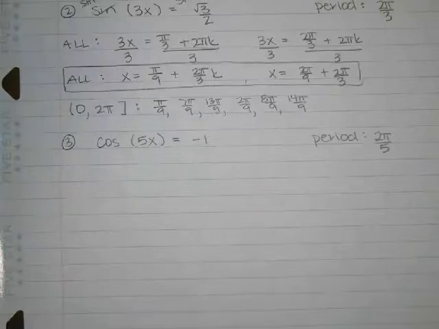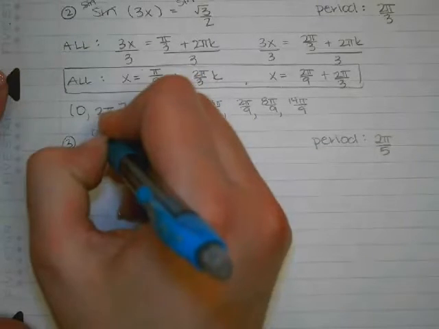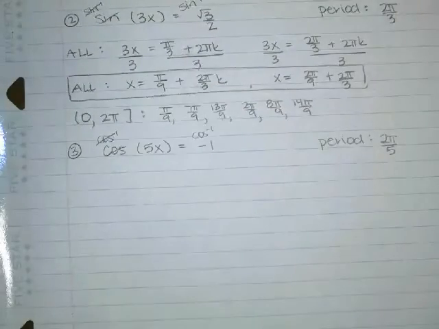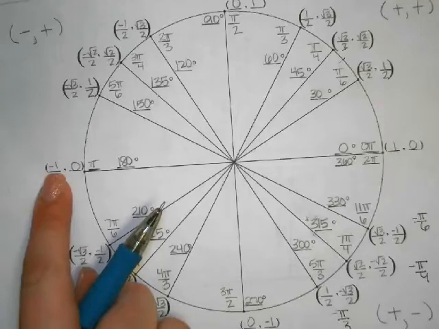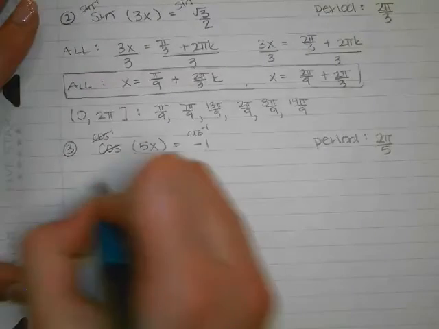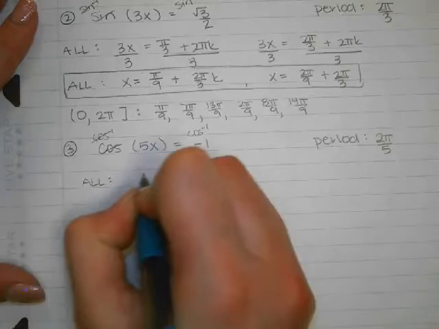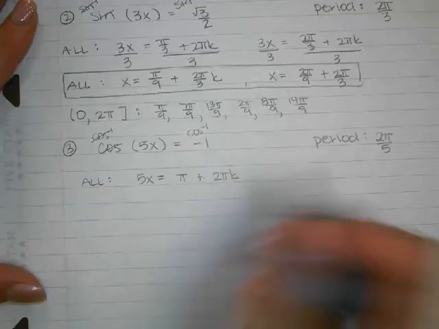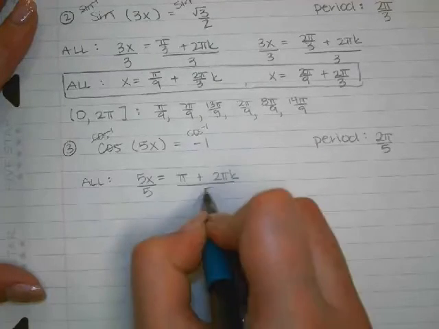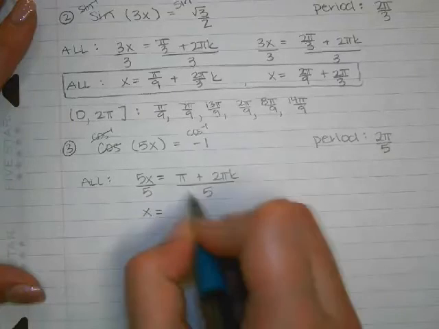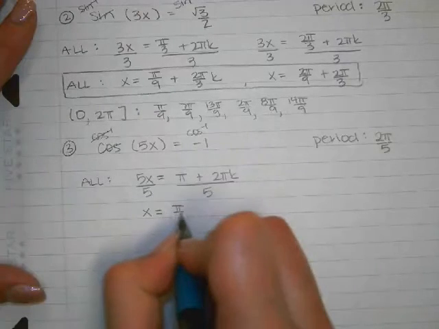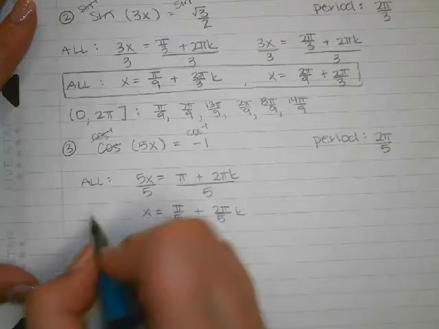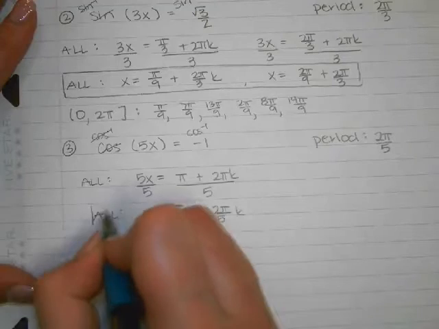So I'm going to go ahead and think about doing cos inverse. And that's where I look at the unit circle to see where there's an x value of -1. And it only happens once. It's at pi. And so I'm going to solve for all solutions first. I'm going to say 5x equals pi plus 2 pi k. And then I'm going to go ahead and divide by 5 on each side. So x equals pi fifths plus 2 pi fifths k. So there's my answer for all solutions.